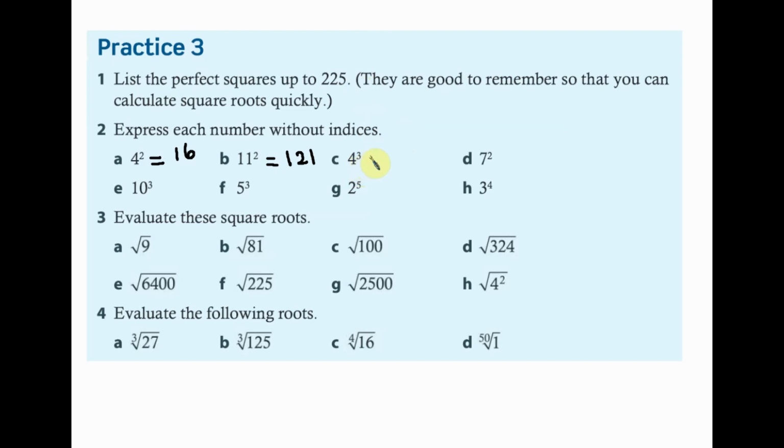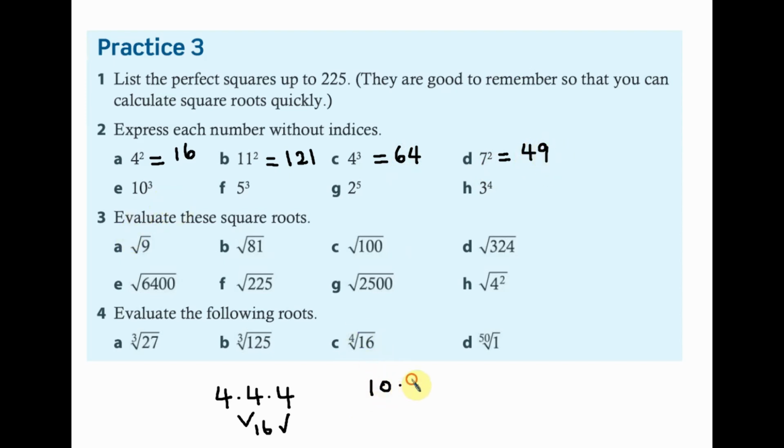This time you have 4 cubed. So this is telling you what is the number when you multiply 4 3 times. 4 times 4, I get 16. 16 times 4, I get 64. Next, 7 squared, which is not 14 if you were thinking about that number. 7 squared is asking you what is 7 times 7. I get 49.